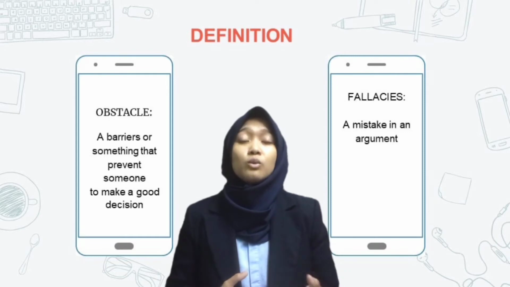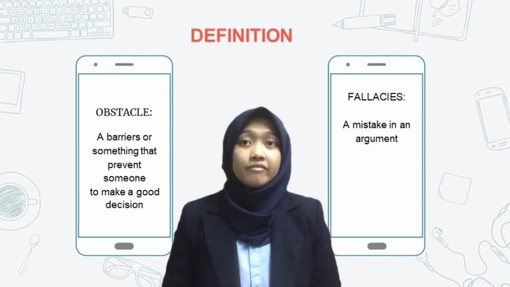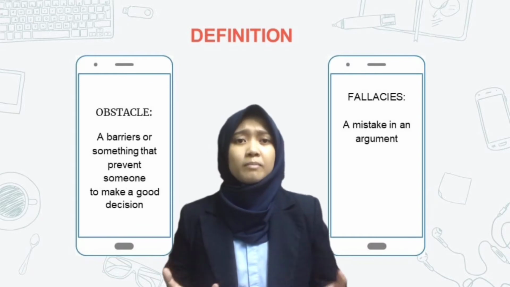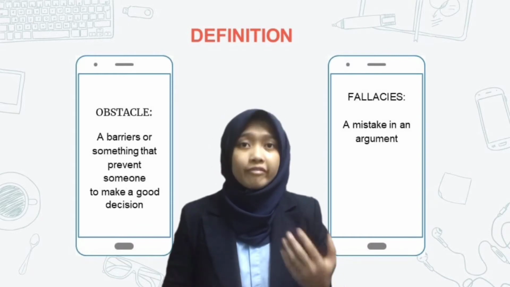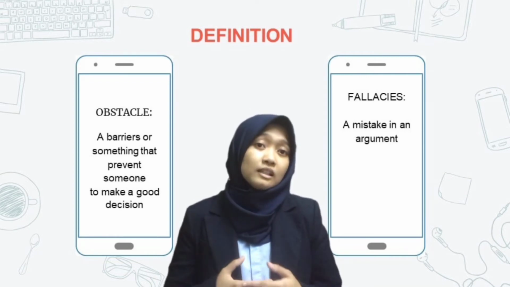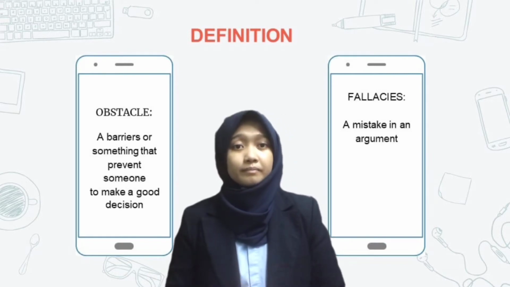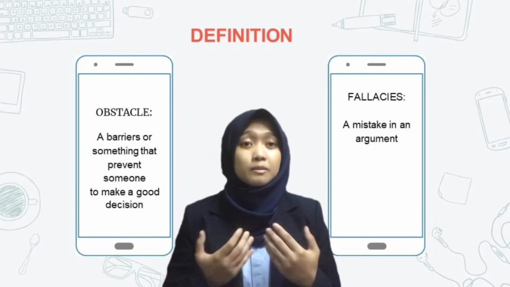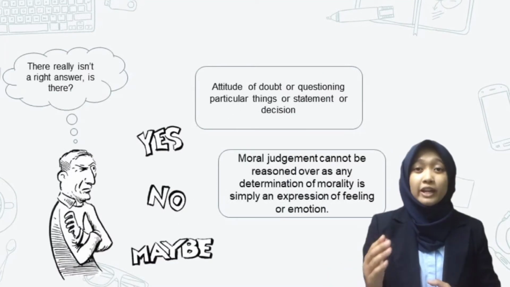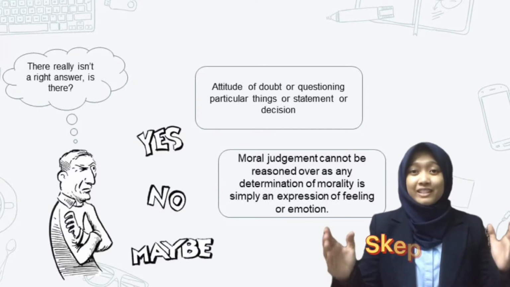So, what is fallacy? Fallacy refers to a mistake in an argument due to a mistake in belief based on an unsound argument. How could it be? This is because it derives from reasoning that is logically incorrect, leading to undermining argument validity. So let me explain to you the first obstacle. The first obstacle is skepticism.